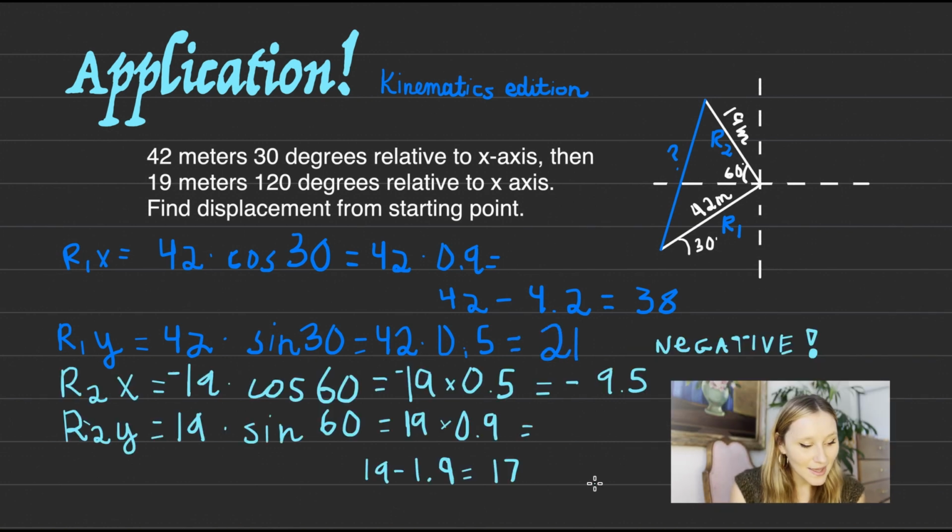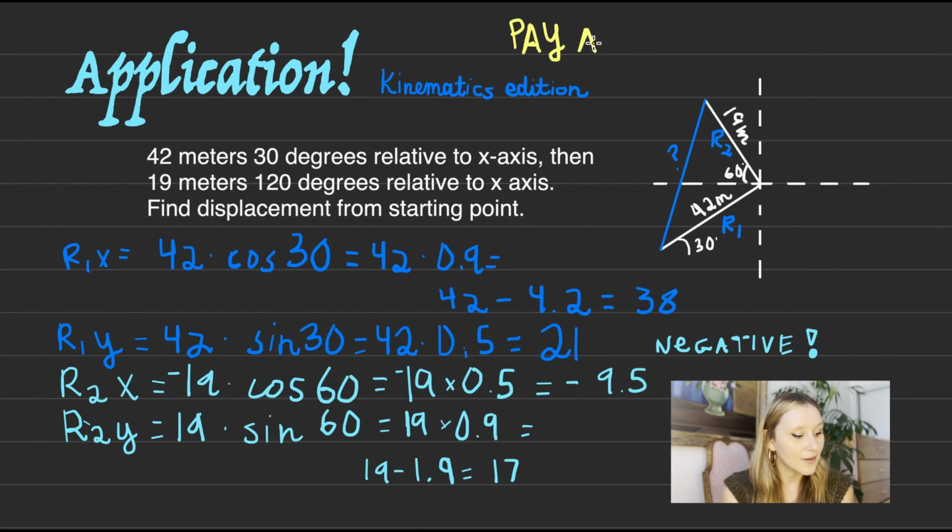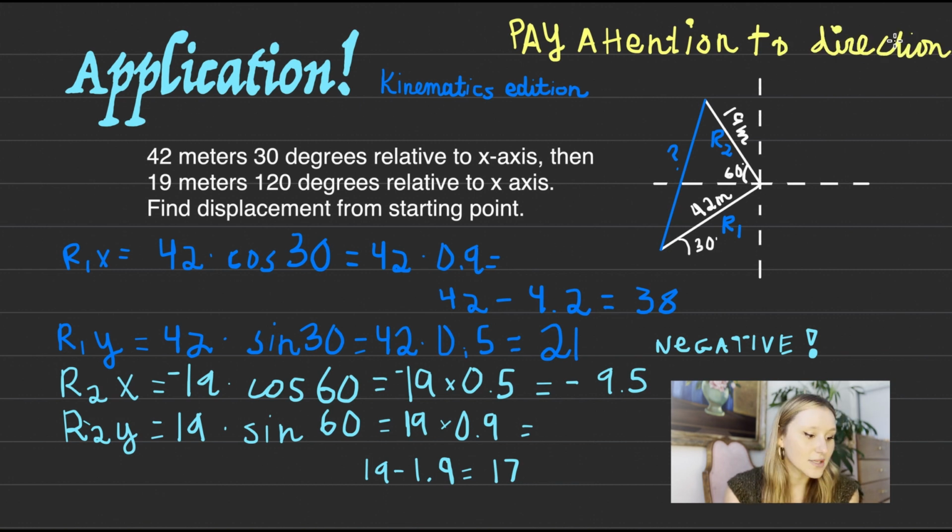And I'm going to do the same thing for the second vector, for R2. And we are paying attention to the direction. We are recognizing that the x value is going to go to the right and then to the left. So when it goes to the left, it's going to be negative, right? So we're going to insert that negative here. So minus 19 times cosine of 60 is minus 9.5. Same thing for the y direction for the second vector.